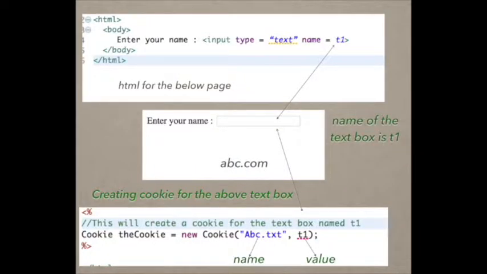The second argument in the cookie constructor is value, and value is something for which we are creating the cookie. For example, suppose I'm creating the cookie for a text box, then I need to pass the name of the text box in the value field. And there we go, our cookie will be created for that text box. Simple, right? Once you run the cookie constructor, you will create the cookie object. And the next step, step number two, is to set the lifespan of the cookie.